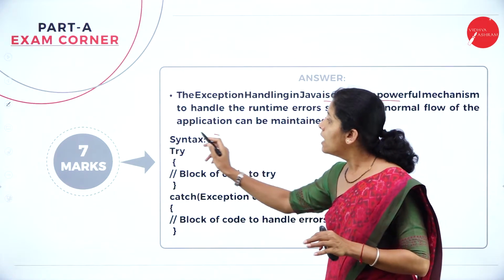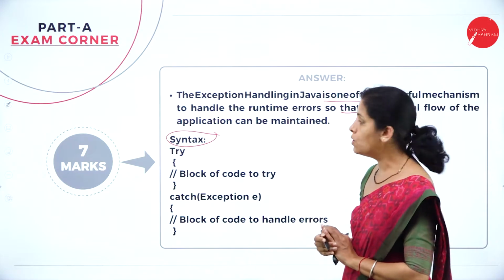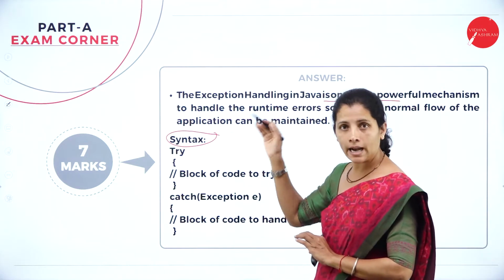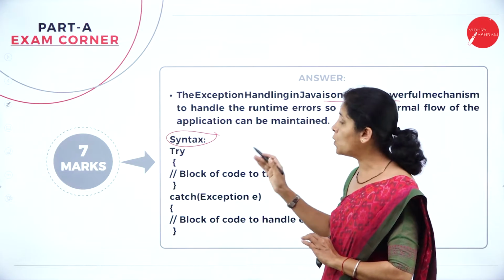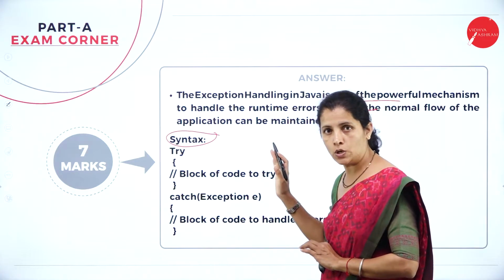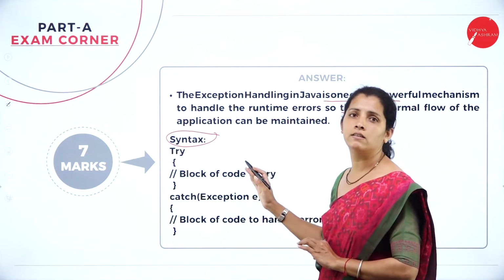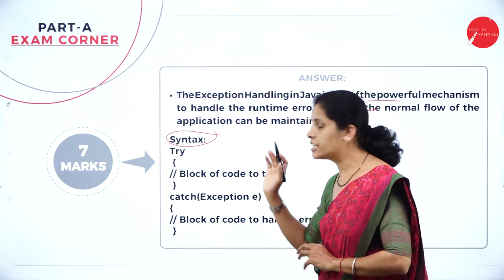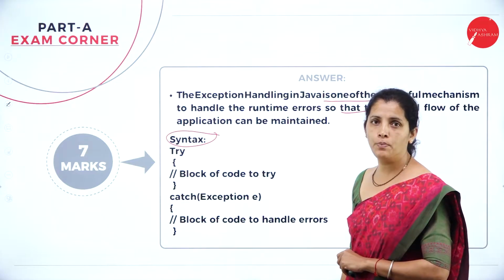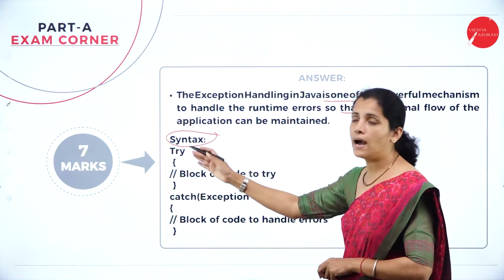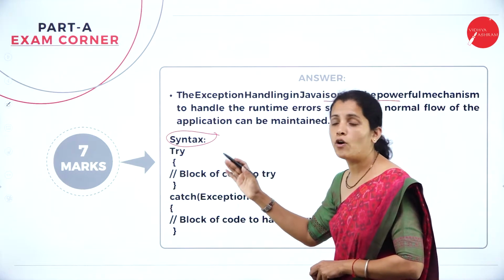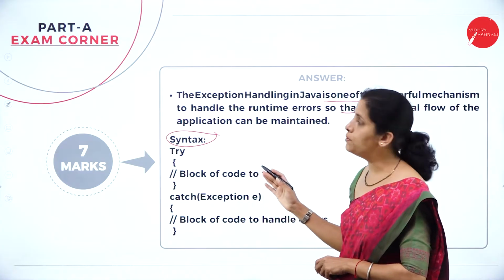Okay, now this is the syntax. So I have try. In my try block, I'm going to write the code which I want to execute. If this code generates any error, that can be caught by the catch block. So here try must always be followed by the catch block.